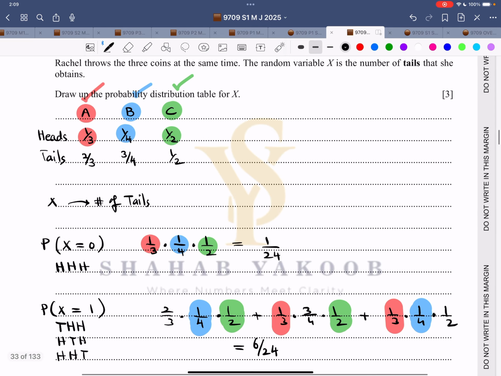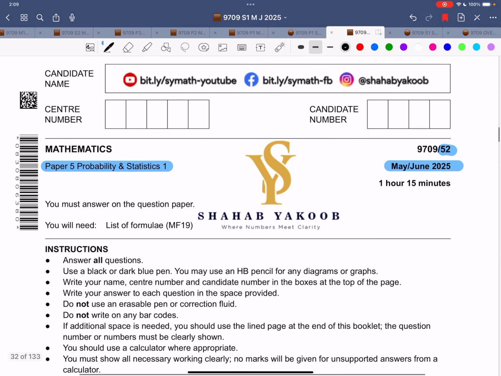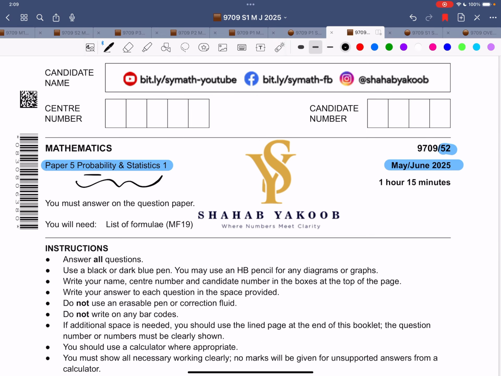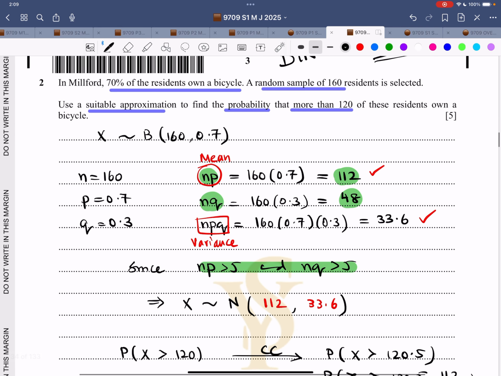And also let me label this one. The first question was about probability distribution. No wonder the whole paper is labeled as what? Probability and statistics 1. So there is a lot of probability in this thing. Coming back to this, so 70% is your probability of success. Our number of trials, n, is 160. Therefore, probability of failure is 0.3.